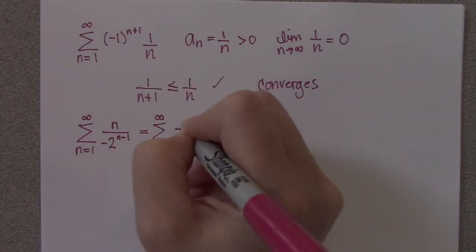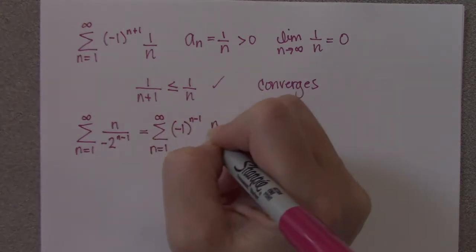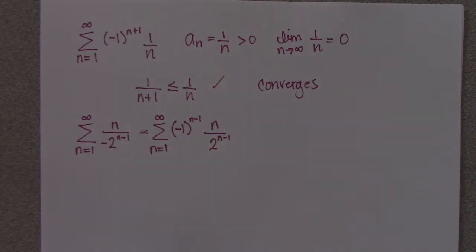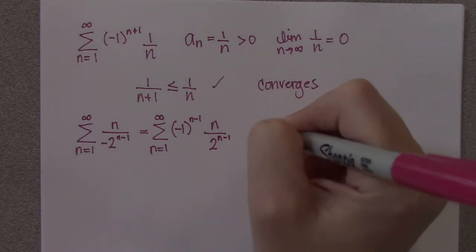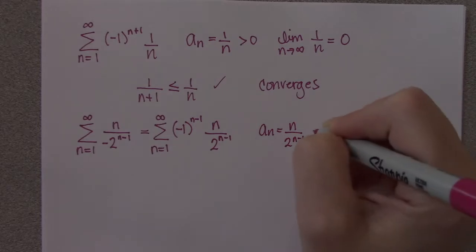So I can rewrite this as -1 to the n minus 1, and that leaves me with just n over 2 to the n minus 1. Does anybody not get that algebra move? We're good? Okay. So now I have another form where all the negative stuff's out front and I just have to deal with the term that's left. So our a sub n term is just n over 2 to the n minus 1.